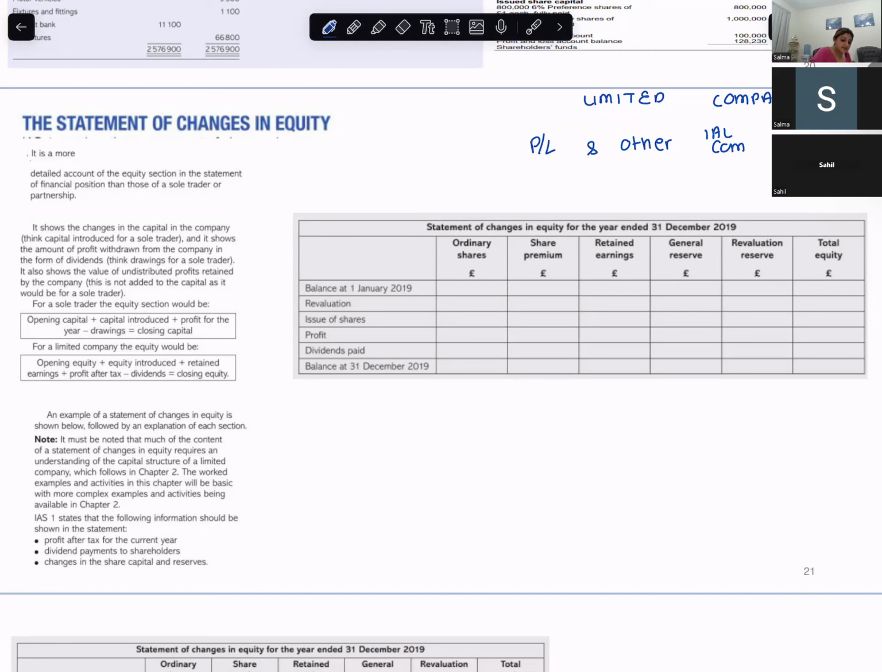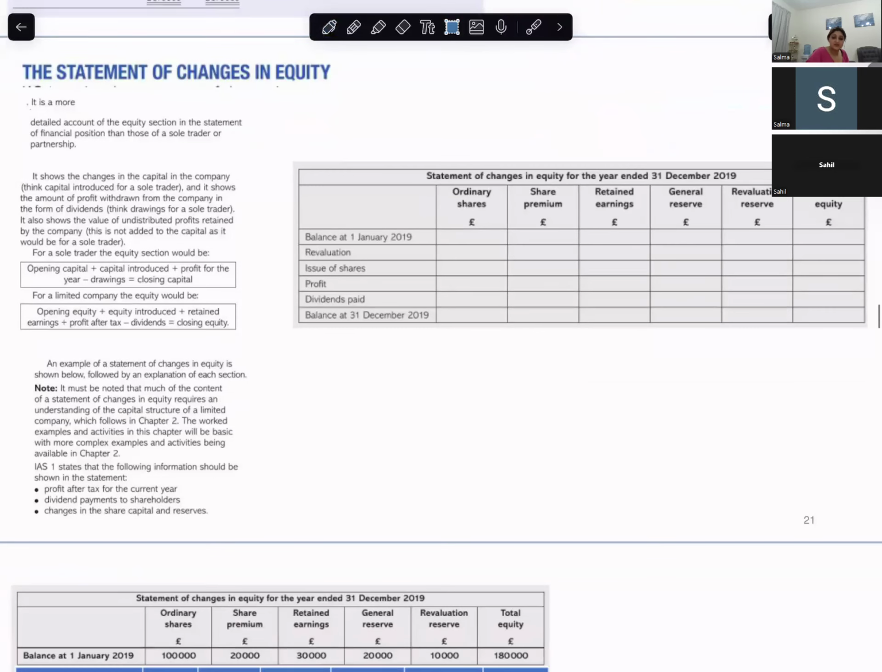Yes. The second thing we did is making the statement of financial position, and sums related to making both the statement of profit or loss and the statement of financial position. The third part of this chapter is the statement of changes in equity. When I talk about equity, what do you mean by equity?